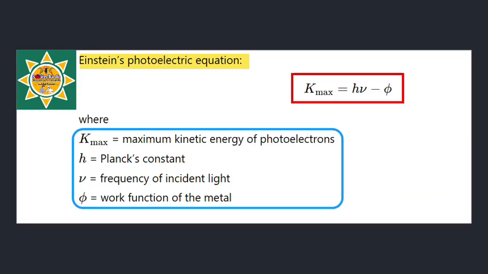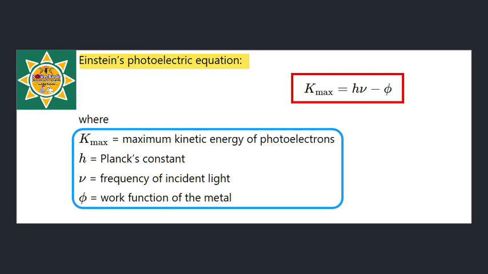Let us proceed with Einstein's photoelectric equation. Before that, let us study the phenomenon of the photoelectric effect. What is this photoelectric effect? The phenomenon of emission of electrons on irradiation of a metal. On irradiation means when light is incident on the metal, electrons are ejected from the surface, and this phenomenon is called the photoelectric effect. Einstein was able to establish a photoelectric equation.